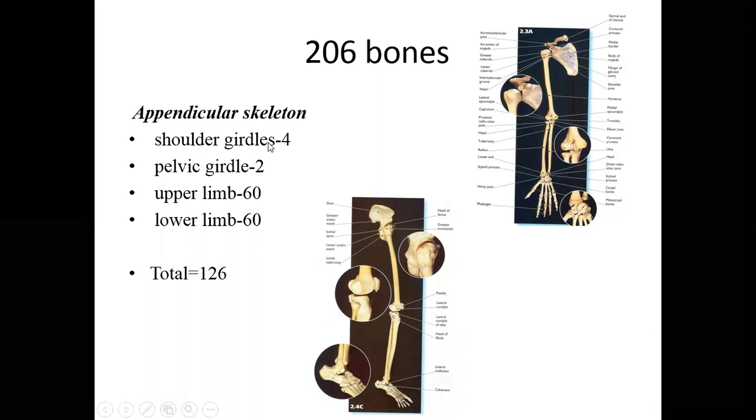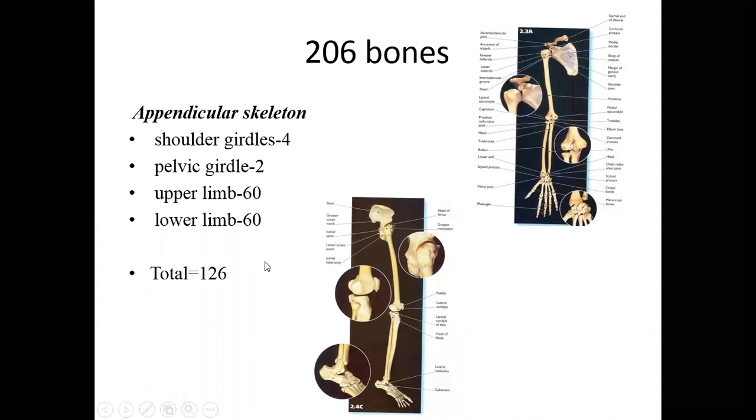So shoulder girdles. So what is the shoulder girdle? There are two bones for the shoulder girdle on one side. They include scapula and clavicle. So one side you have scapula and clavicle. So two are there. So including the other side, altogether 4.